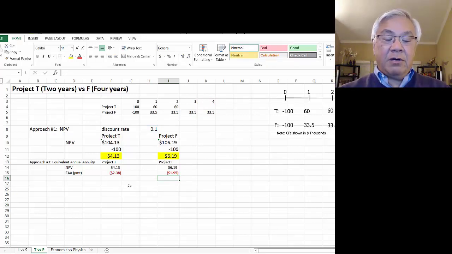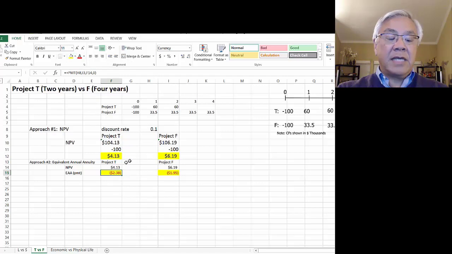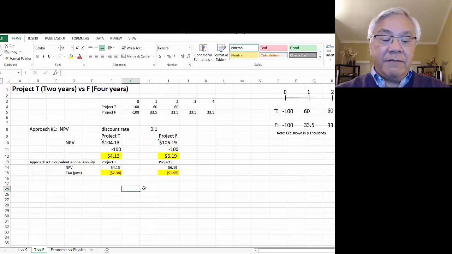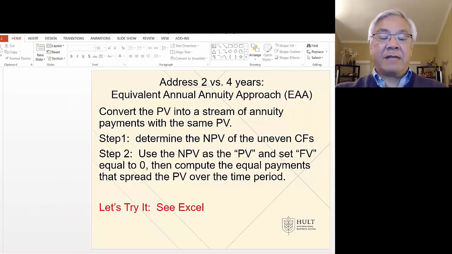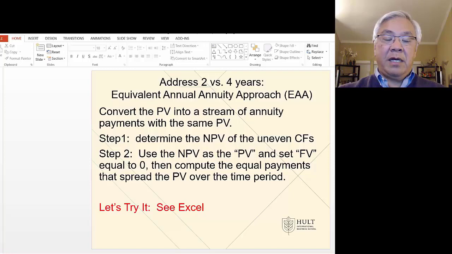In this case, even though the NPV is higher for project F, notice that the equivalent annual annuity is actually not as good. And that's because even though project T has less NPV, you're over in 2 years, whereas for project F, you have to wait 4 years to get your return. So that's why on an equivalent annual annuity basis, the superior project is actually project T. So that's a way to look at it. It factors in the time period over which you must earn the money under project T versus project F.